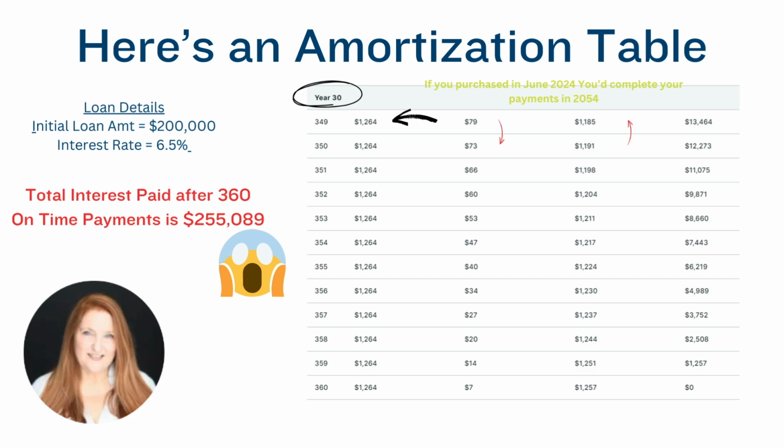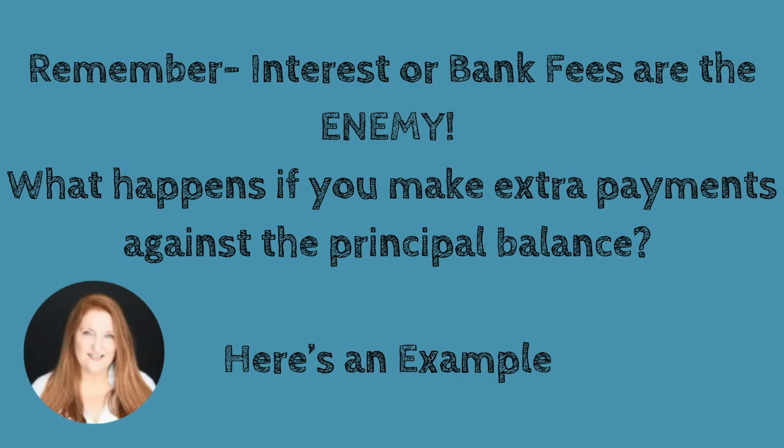Now, if you are somebody that is very rare and they made all 360 payments, that would mean that you paid in interest to borrow $200,000. You paid in bank fees a total of $255,089. That's a lot of money. So we want to break that. Remember, bank fees are the enemy, interest is the enemy. So what happens if you make extra payments against the principal balance? We're going to look at a couple of examples.